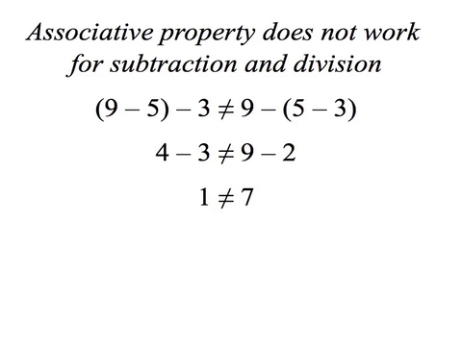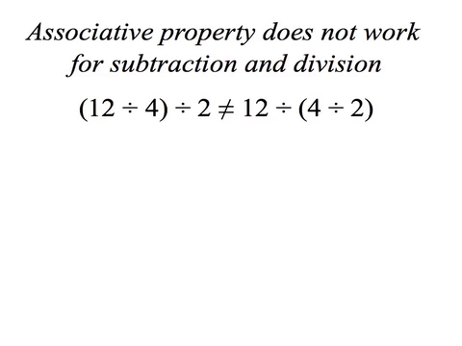That's why we use that symbol on all three lines. The equal sign with the slash through it means is not equal to. The associative property does not work for subtraction. And it also does not work for division.